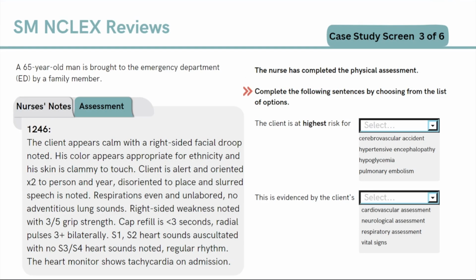On to our next part of this case study. And for this one, let's look back at those assessment findings again. Now we have a drop-down cloze style question. Complete the following sentence by choosing from the list of options. The client is at highest risk for blank. This is evidenced by the client's blank. Pause if you need to, and we'll work through this one together.